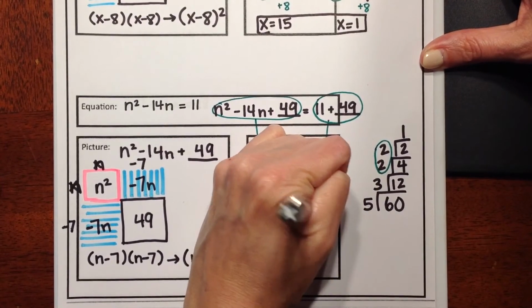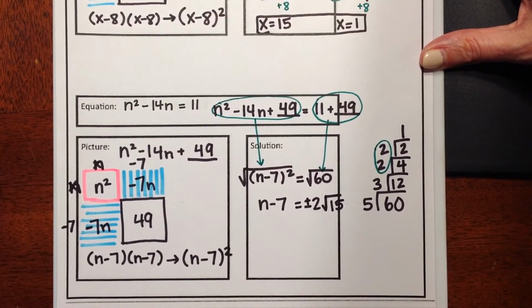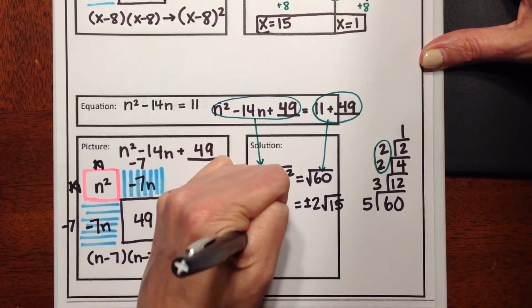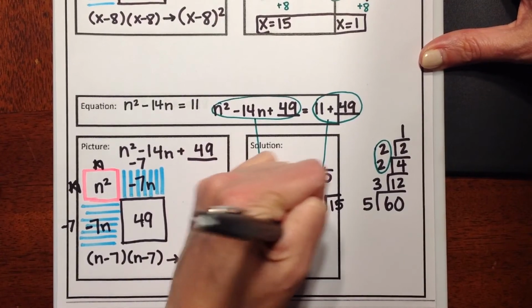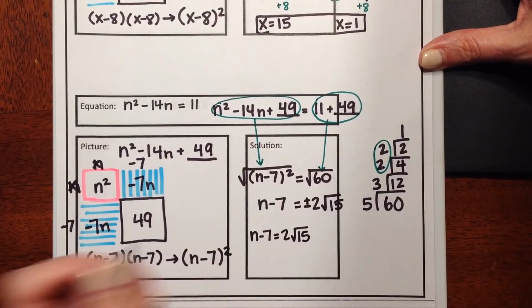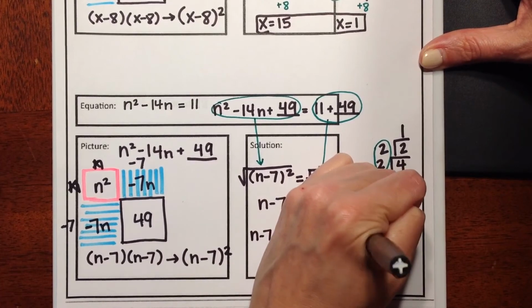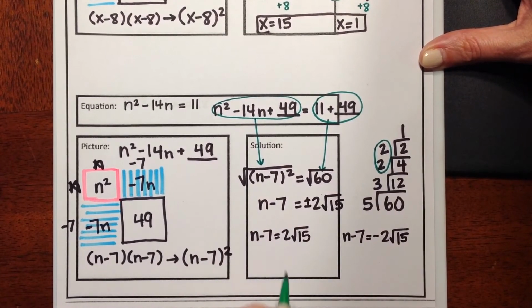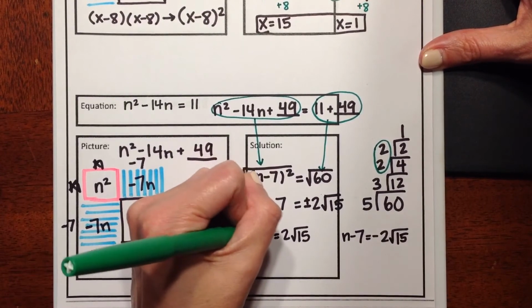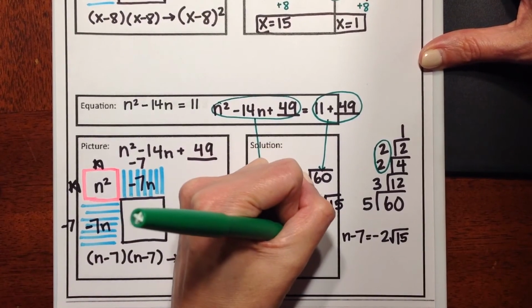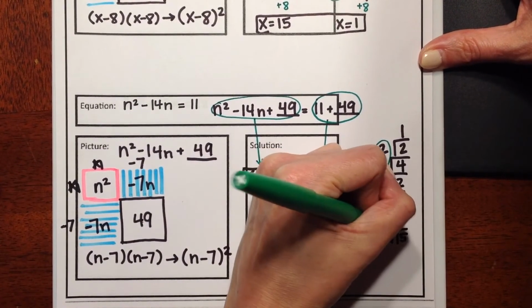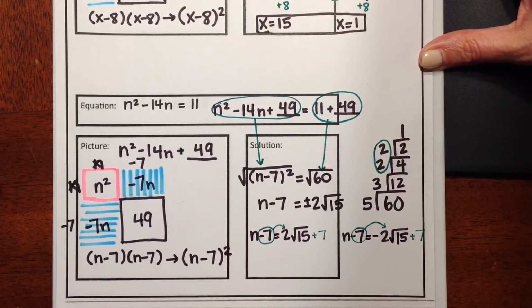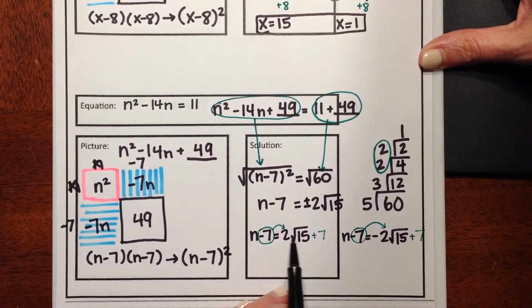And now I have a positive negative, because when I take the square root, I always have a positive or negative answer. And so now I'm going to write my 2 equations so I can solve for the value of n. So I have n minus 7 equals the positive 2 square root 15. And I have n minus 7 equals a negative 2 square root 15. And now I need to ask myself how to solve for n. Okay, I need to move my negative 7 in both equations over to the other side. So I'm going to do that. And I'm not going to forget to change the sign. But now I need to ask myself, can I combine?